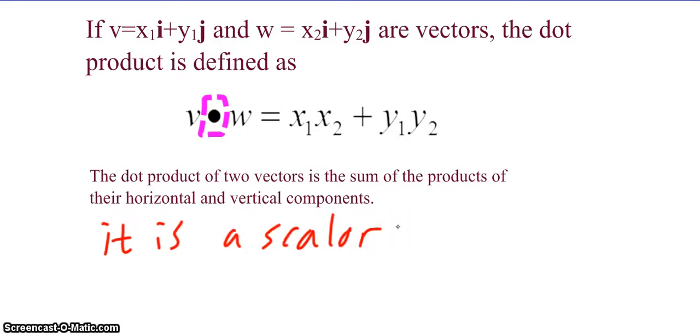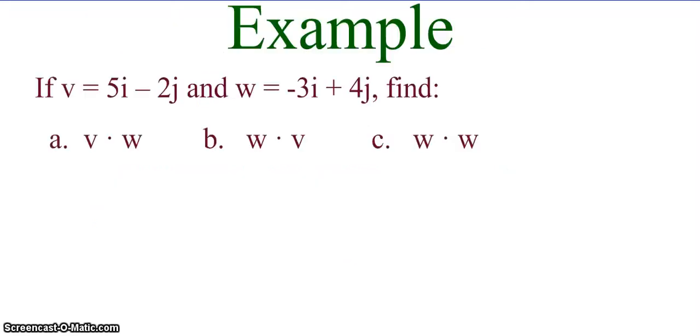It is going to be a scalar. So whenever you're doing the dot product, the result is a number. So I want you to find the dot product v.w, w.v, and w.w, given that v is 5i minus 2j and w is negative 3i plus 4j.